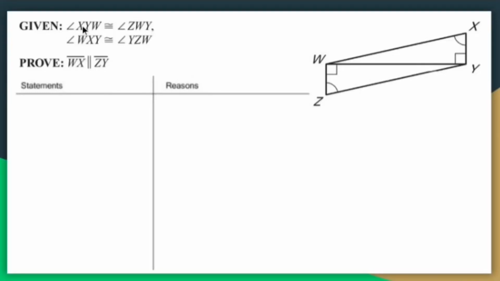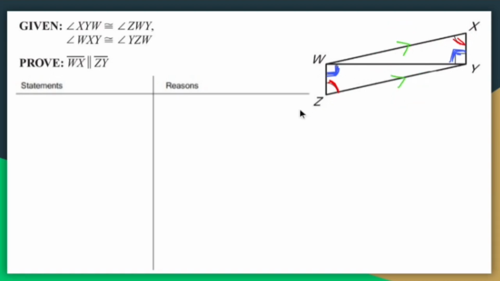Given angle XYW is congruent to that guy. I don't know why it just doesn't say that they're congruent. Why did it have to give me the right angles? But oh well, they're right angles. Also, we're told that this guy and this guy are congruent. This is weird. I need to show that these two lines, WX is parallel to ZY. I need to show this. Now, I don't know this.